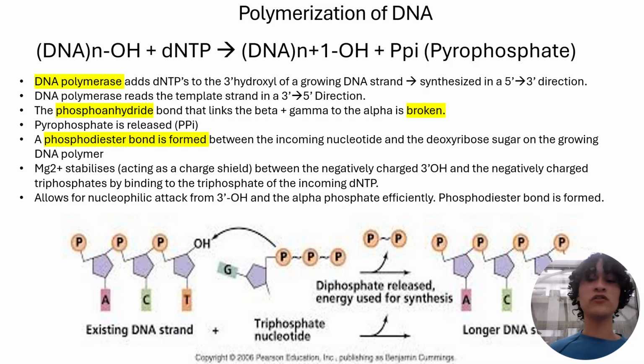Because of the antiparallel nature of DNA, if it's forming a daughter strand from a template parent strand, and the polymerization process is happening in a 5' to 3' direction, the strand must be read in a 3' to 5' direction. So DNA polymerase is reading the parent template strand in a 3' to 5' direction, and it's forming a new daughter strand in a 5' to 3' fashion. So it's a very, very clever enzyme, if you like.